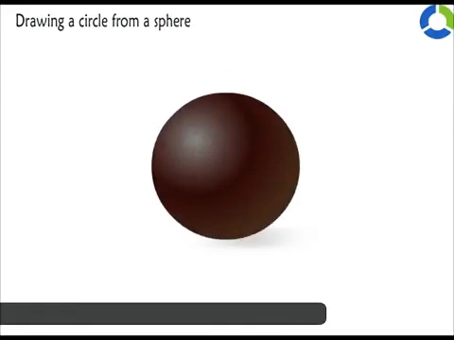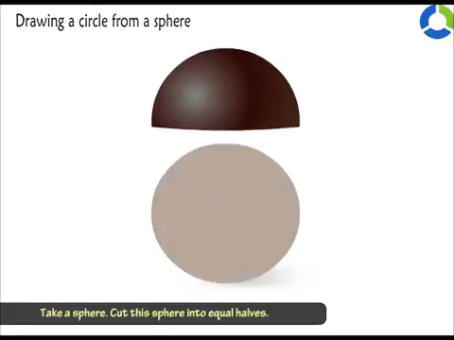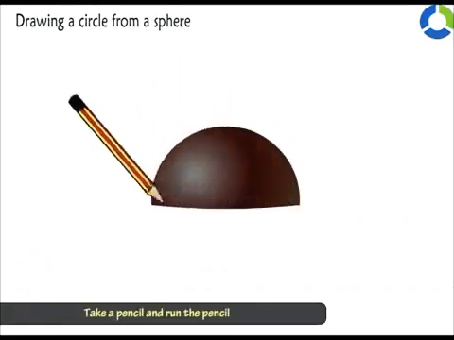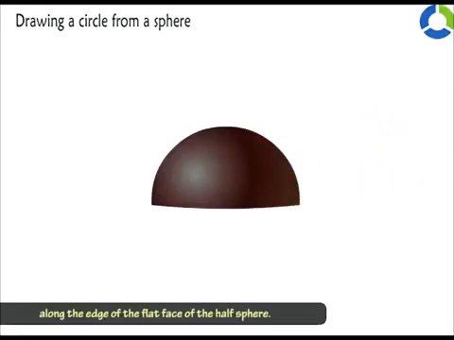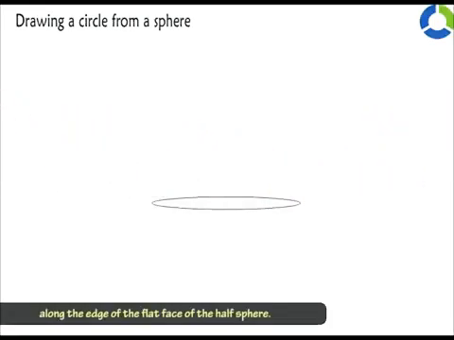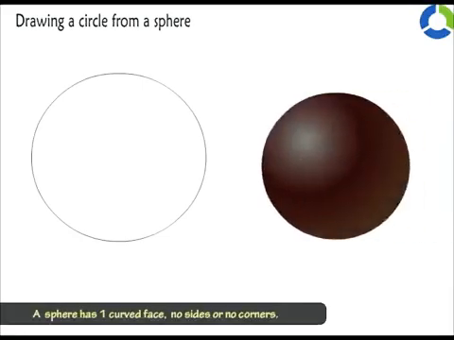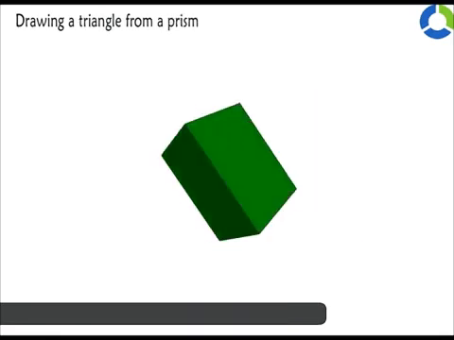Drawing a circle from a sphere. Take a sphere. Cut the sphere into equal halves. Take a pencil and run the pencil along the edge of the flat face of the half sphere. We get a circle. A circle has no sides or corners. A sphere has one curved face, no sides and no corners.